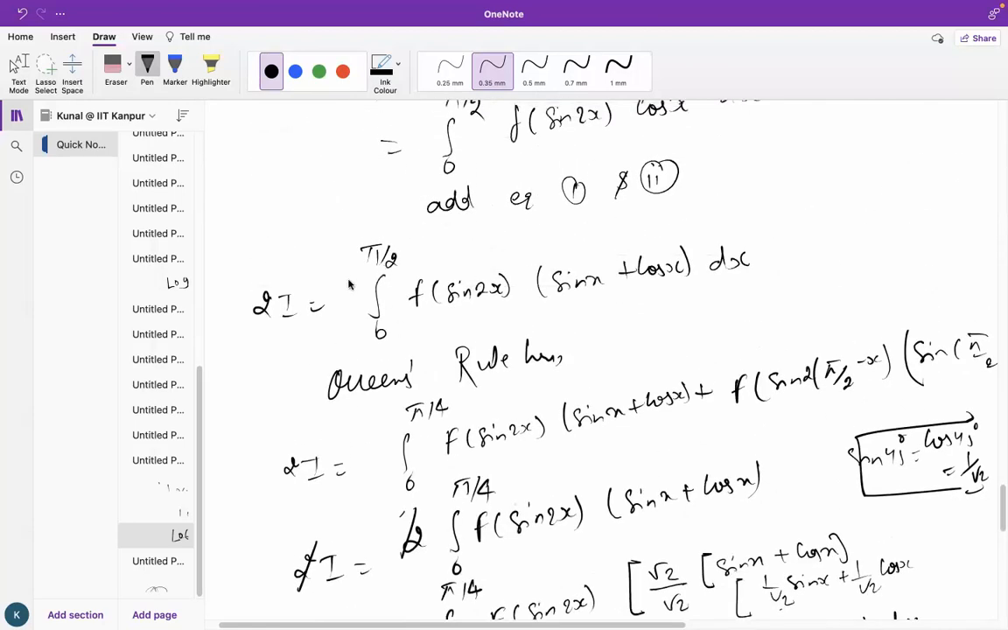Because here we can't apply odd even. Because to apply odd even, what is needed? Our limit varies from -a to a. But here our limit is not varying from -a to a. So we can't apply the odd even rule.